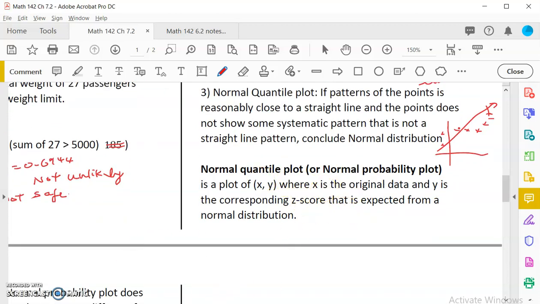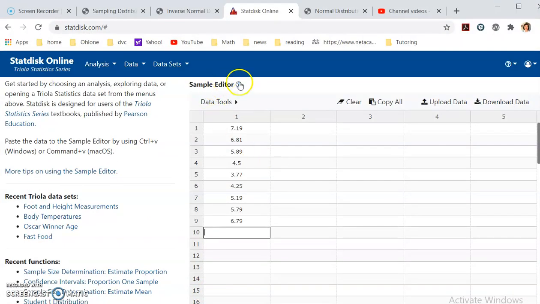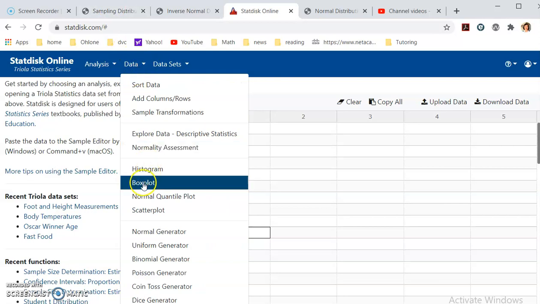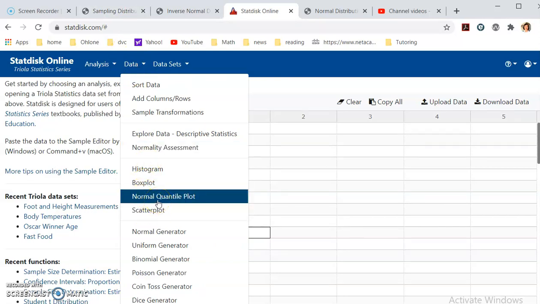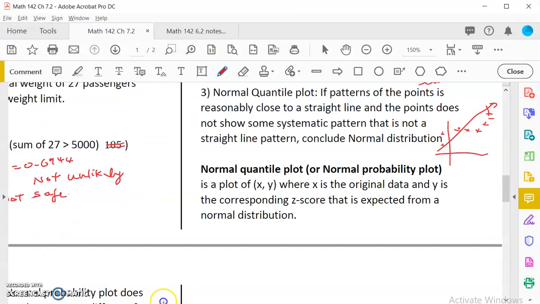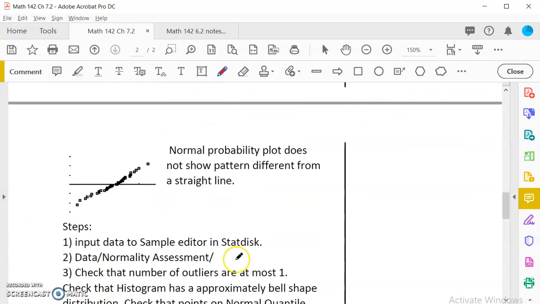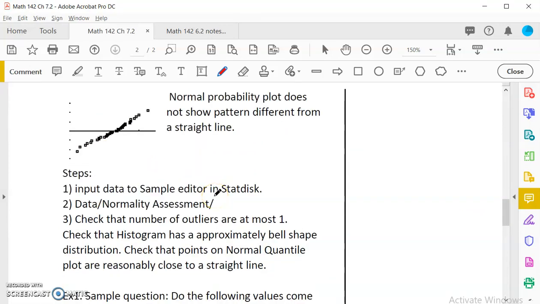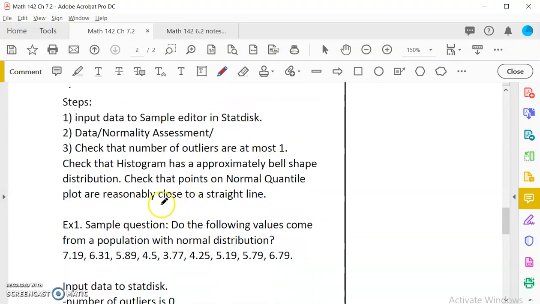So how do you plot these points, this normal quantile plot? You can use StatDis. So let's go over to StatDis. You choose StatDis, put your data in here, and say explore data. Underneath explore data, there is a normal quantile plot. That's where you plot the data and look at the outcome. If it's close to a line, then you say, yes, the sample is from a normal. So this one is good, right? This is close to a straight line. And I think in the statistics normal quantile plot, they actually draw a trend line over there.